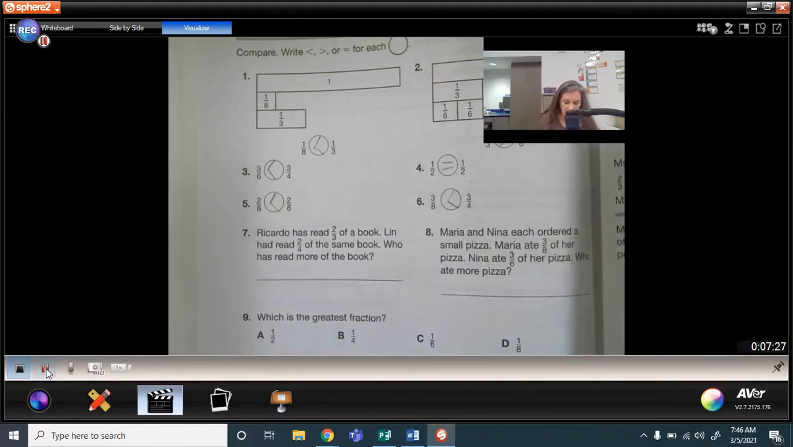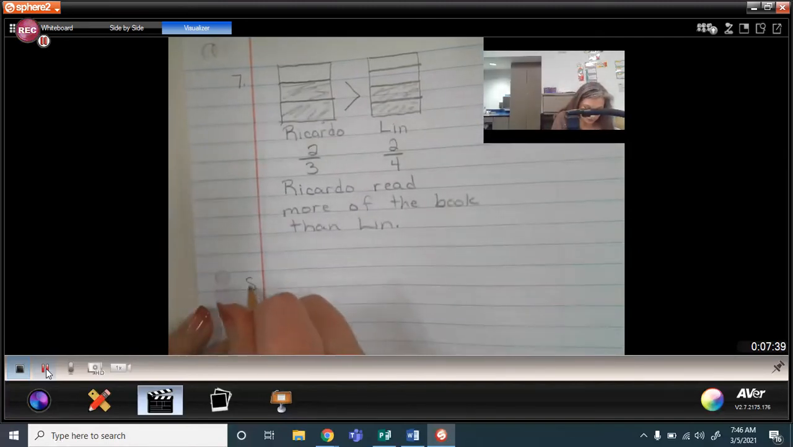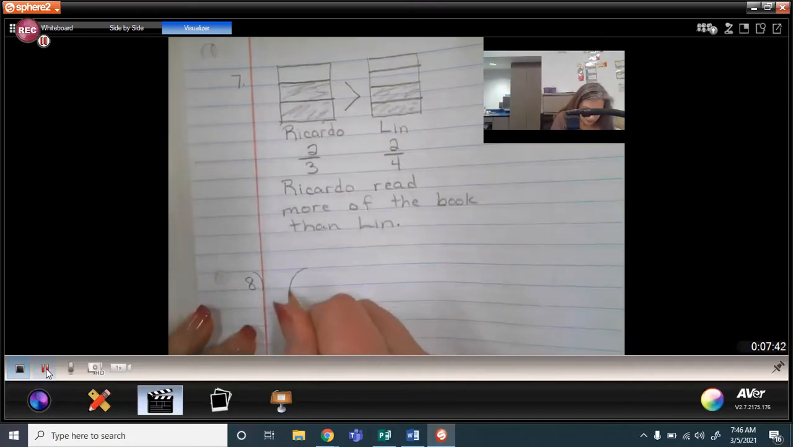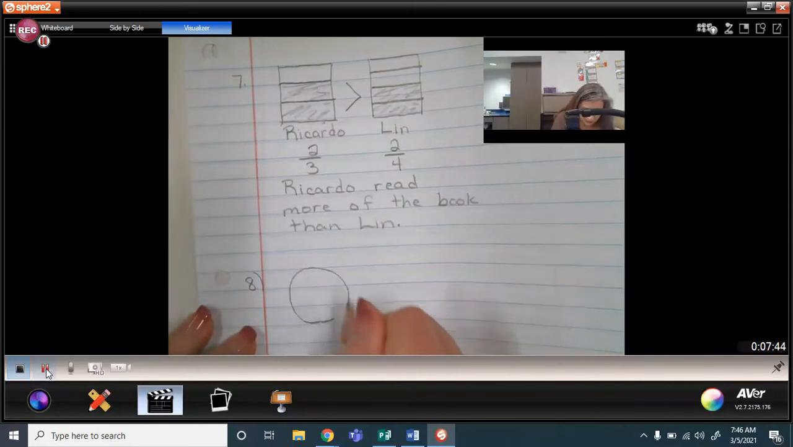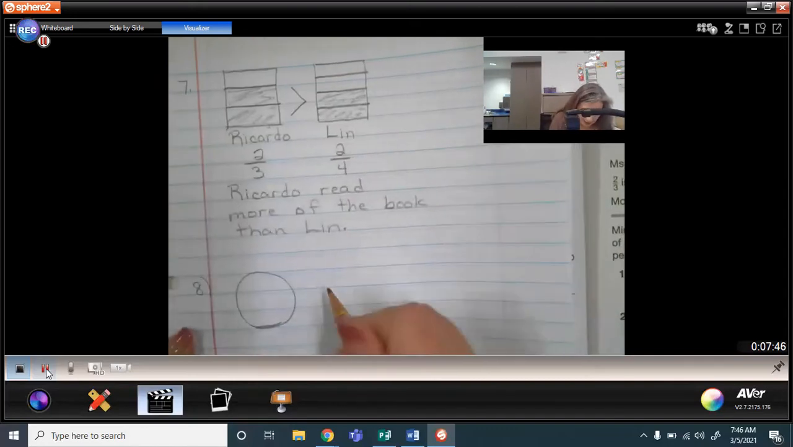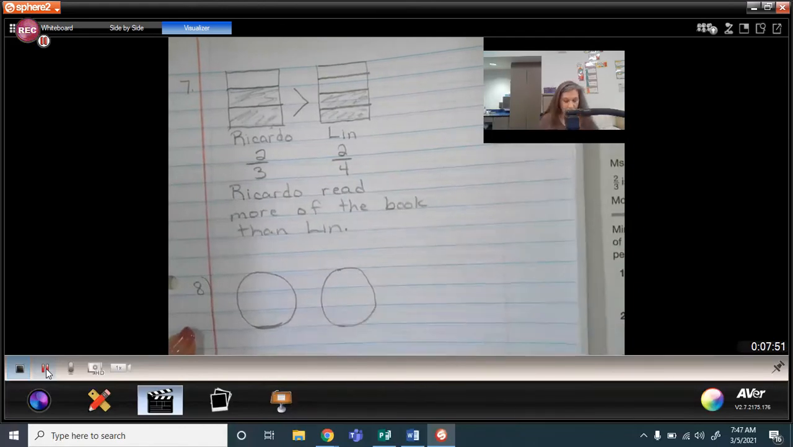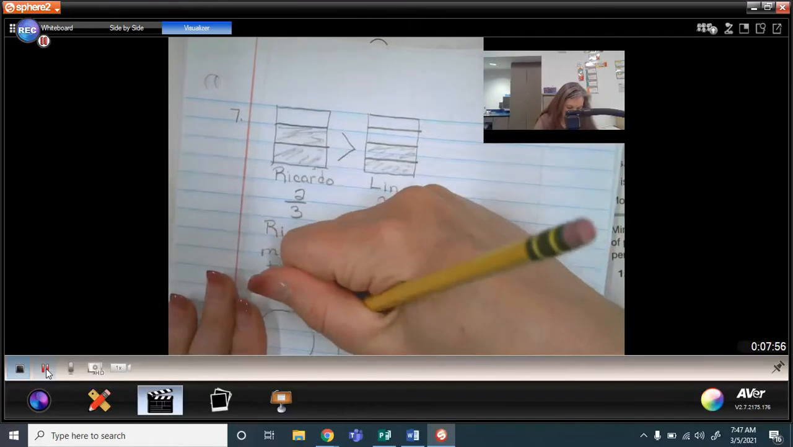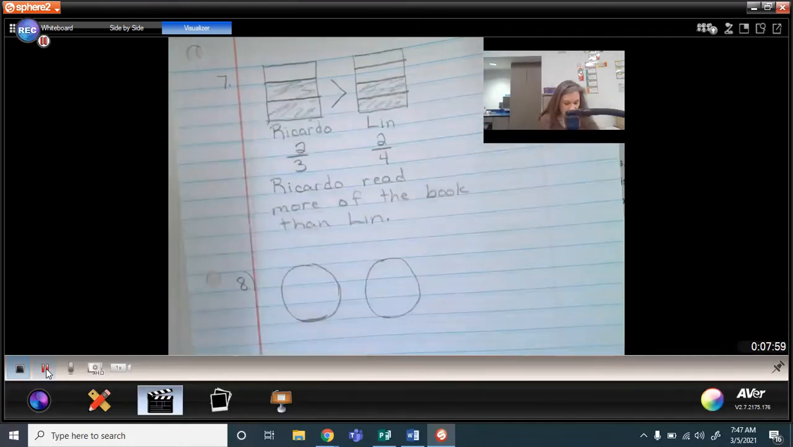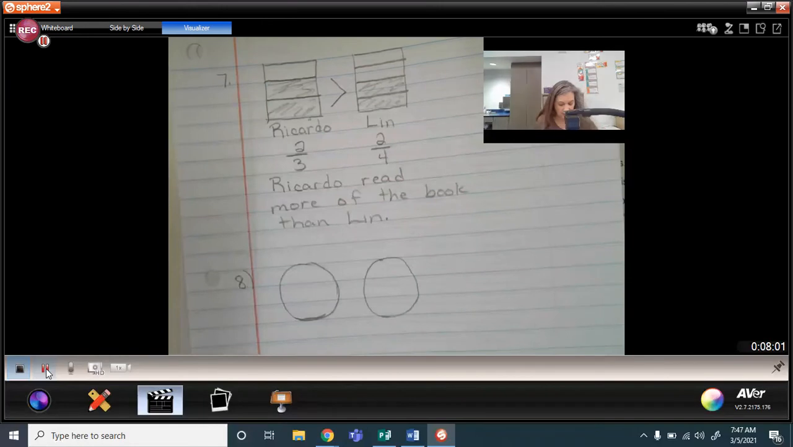One of their pizzas, Maria's, is broken up into 8ths, and Nina's is broken up into 6ths. So I'm going to start with Maria's pizza. I'm going to draw a circle, because that's the shape of a pizza, and try to do the same size circle. It's pretty close, right? But we can also use our fraction strips to help us with size.